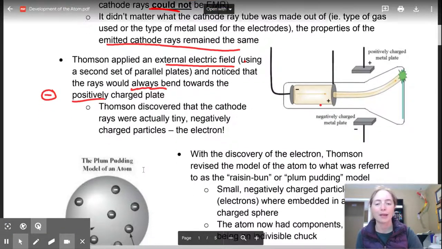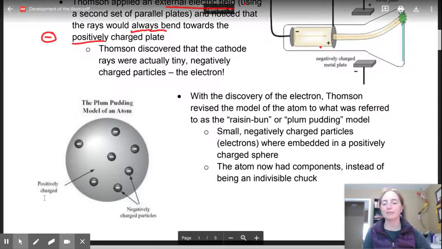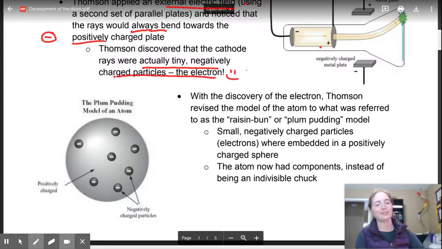So ladies and gentlemen, he determined these to be tiny negatively charged particles, the electron, adorable little electrons. He then had to modify the model to be our raisin bun model, or the plum pudding model. He imagined that the electrons were like little raisins in a cinnamon bun, embedded inside a positively charged sphere, like the dough of a bun.